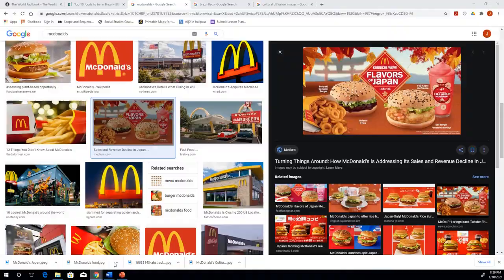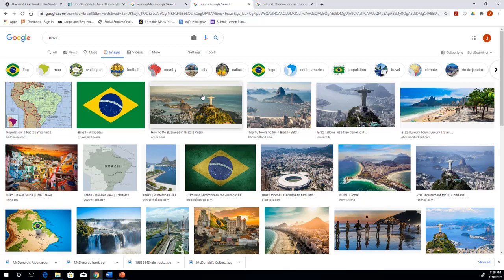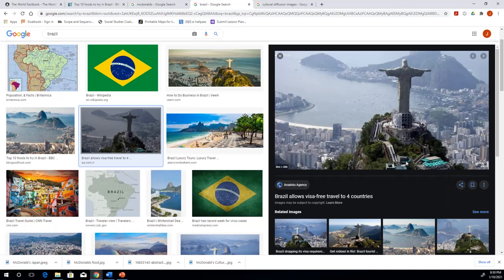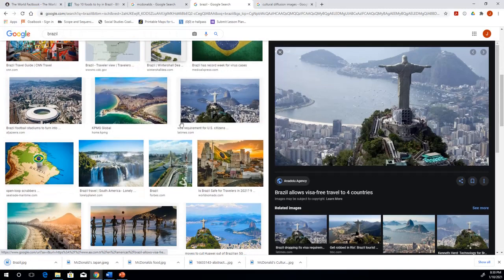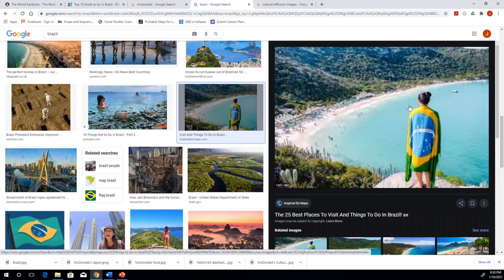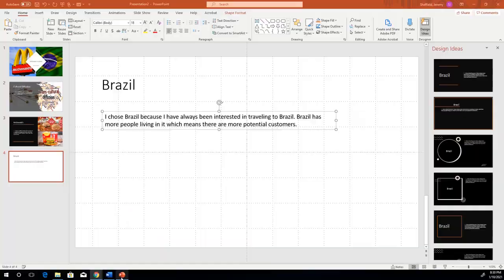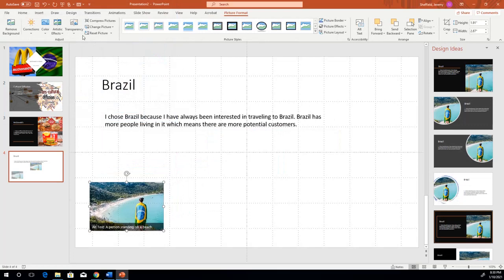So let's do Brazil. Let's just do Brazil images. Gotta have, there we go. Oh, I don't want to click on it. I just want to right click. Save image as. Brazil. And this is a fun little, we'll call that Brazil 2. Both of those are JPEG, so they'll work. Insert picture. Insert picture.